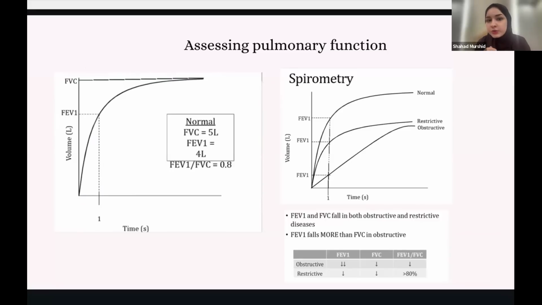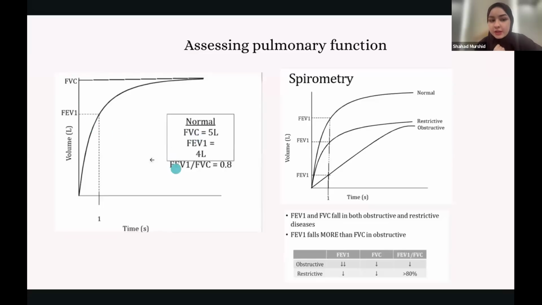So these values, we can use them clinically to diagnose certain diseases, as I said. So this would be the normal. We take the ratio between them. So the normal ratio is 0.8.